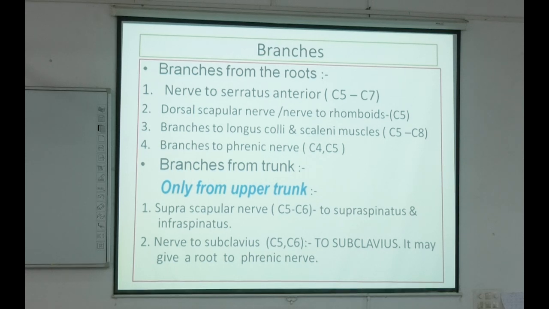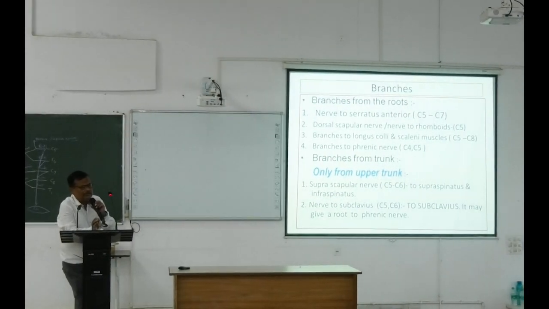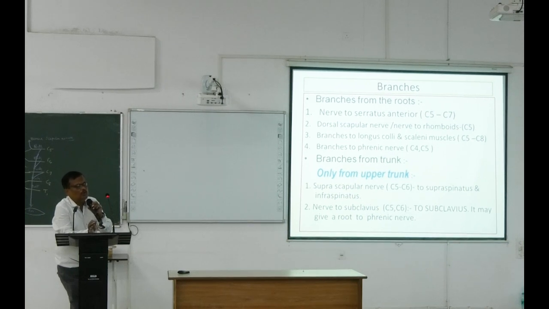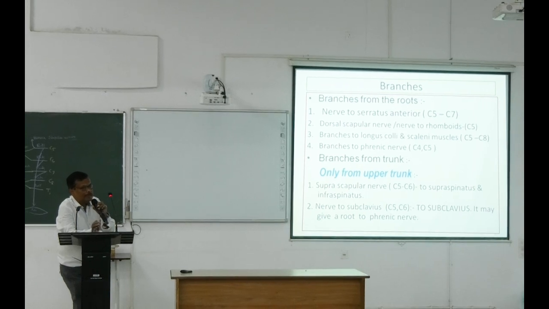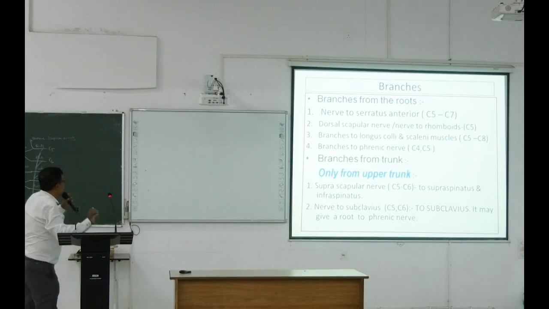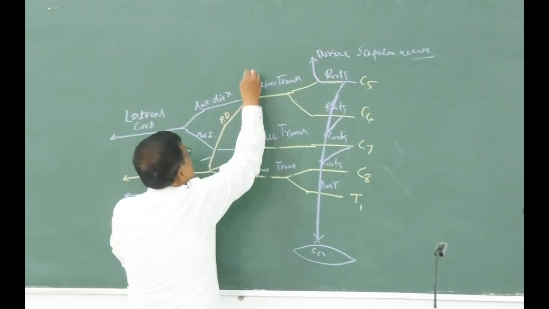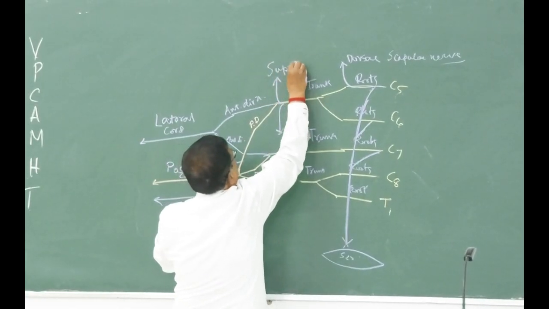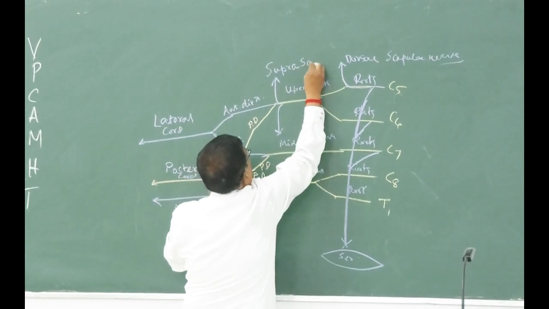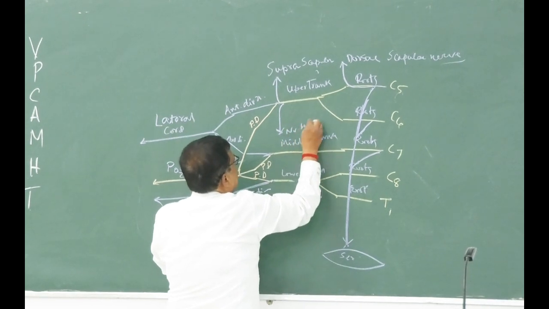Only from the upper trunk two nerves arise. No branch coming from the middle trunk, no branch coming from the lower trunk of the brachial plexus. Only the upper trunk of the brachial plexus gives a very important branch, suprascapular nerve and nerve to subclavius. ঠিক এখান থেকে নেয়, suprascapular nerve and nerve to subclavius.